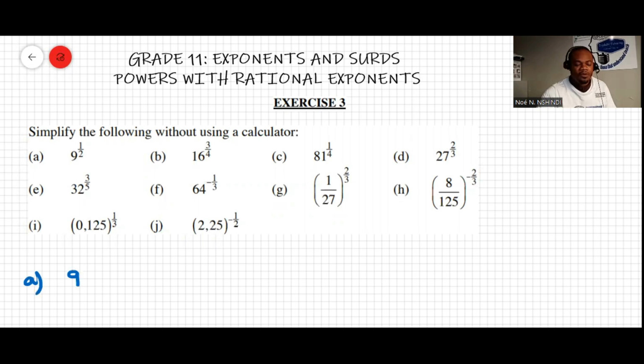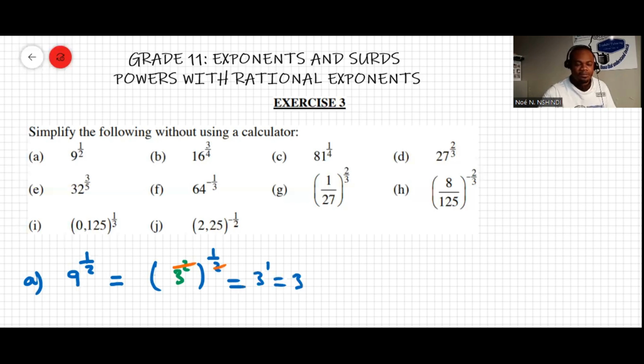9 to the power of a half. So to simplify this, we're going to write 9 in terms of its prime factor. And then 9 in terms of prime factor is 3 squared. And then we can simplify this 2 and this 2 there. And then the answer is just 3 to the power of 1, which is 3.